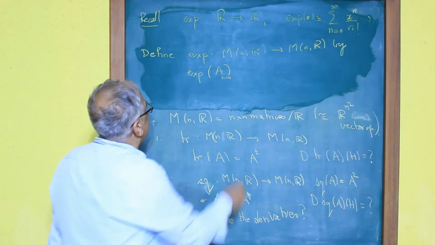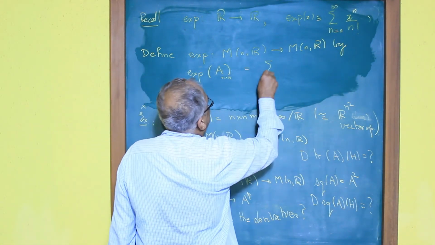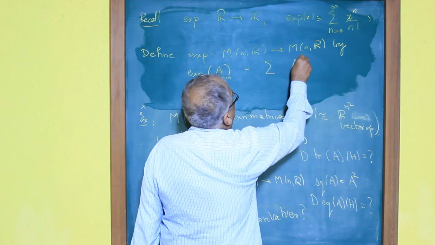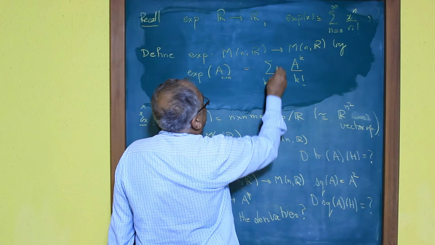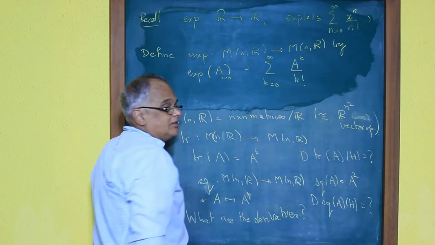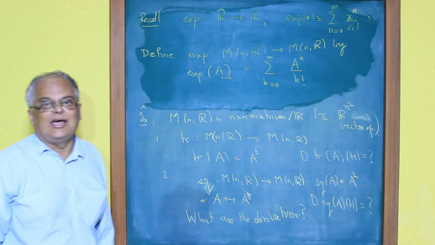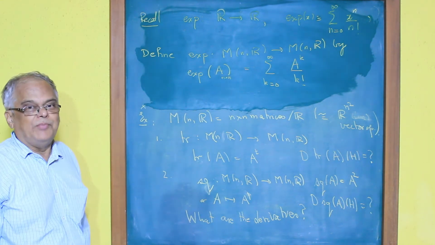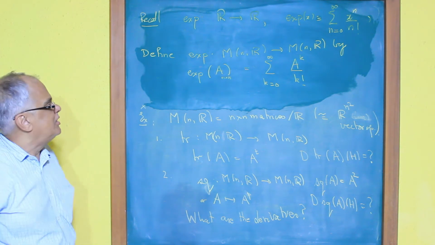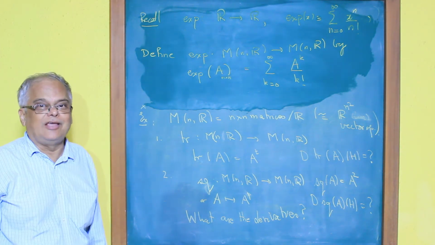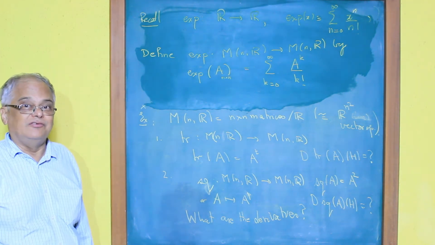Okay? This is equal to the summation of A to the k over k factorial, k equal to 0 to infinity. Now, there's something to be done here because you have to understand that that sum makes sense. So, maybe we'll get into that a bit later on. But right now, we'll take it for granted that that sum actually converges.